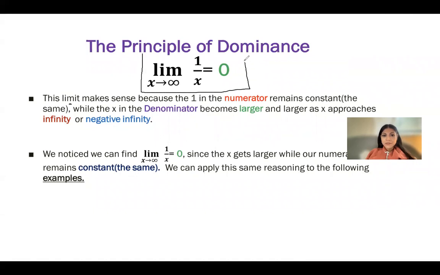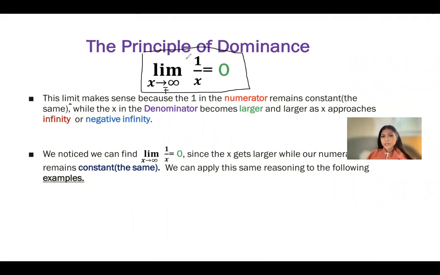The limit as x approaches infinity of 1 over x is equal to 0. Let's go ahead and talk about this. By the way, this principle of dominance is also true if this was a negative or positive infinity. So negative or also positive. So it's also true for either.